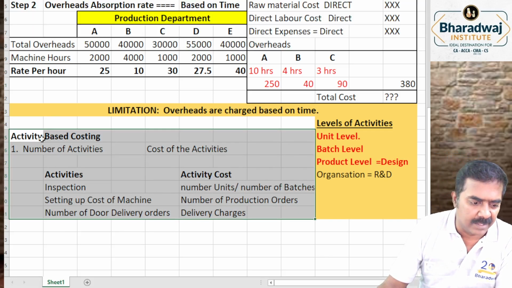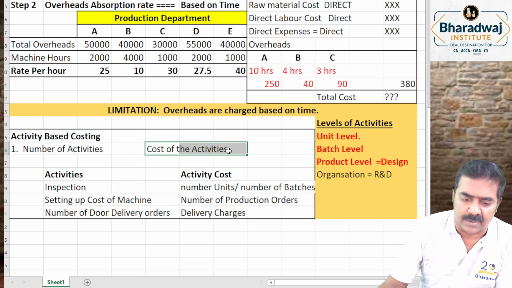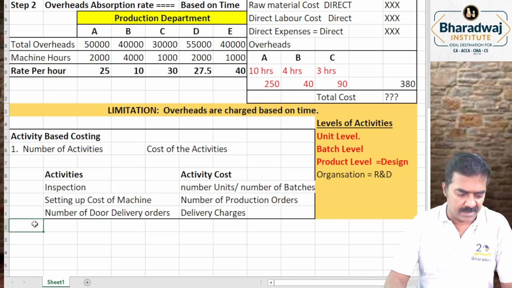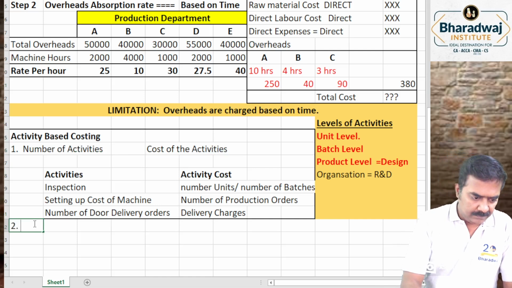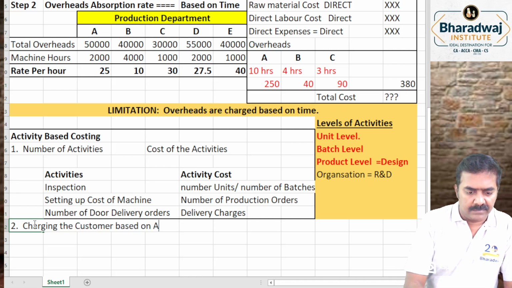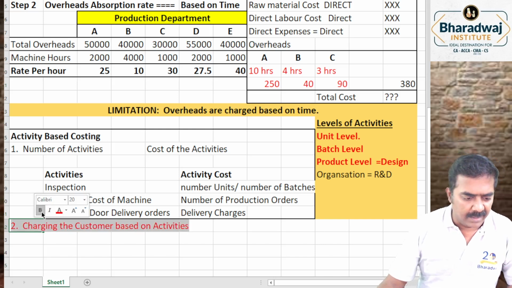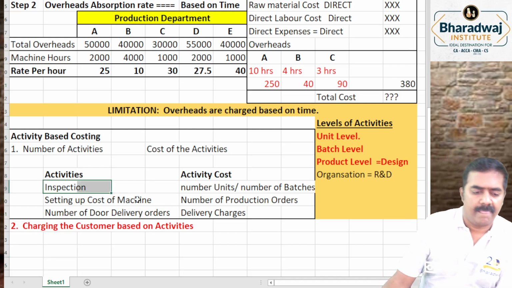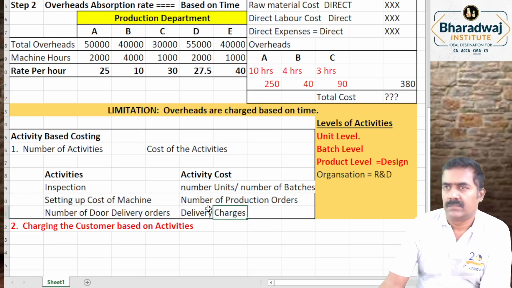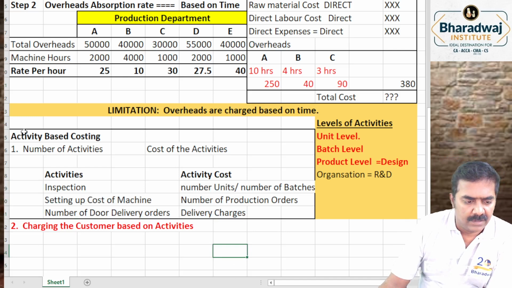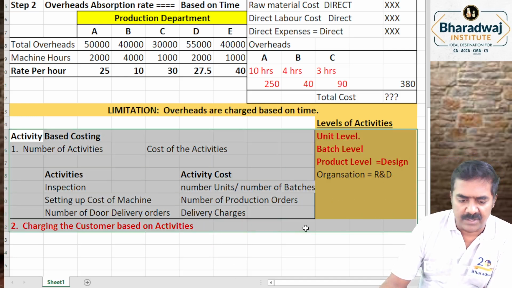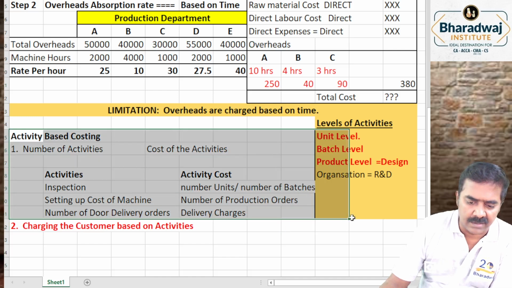What is the first thing that we require? Number of activities and the cost of the activities we require first. Second is charging the customer based on activities. Conceptually, activity-based costing over.